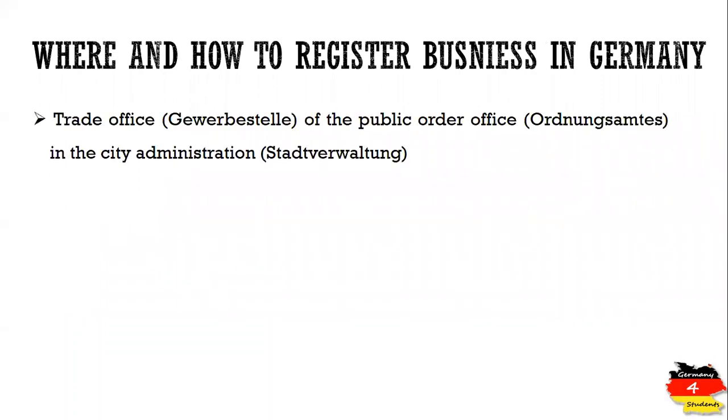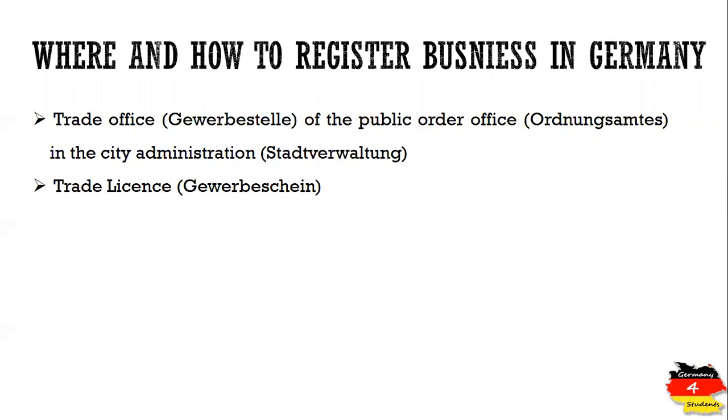Now let's see where you can register and how you can register your business. The city administration or Stadtverwaltung has one public order office which is called Ordnungsamt, and this Ordnungsamt has one section which is called Trade Office or Gewerbestelle, and that is the relevant office for you to register your Einzelunternehmen or your Gewerbe. So you have to find out where you have to go. Simply write in Google Gewerbeanmeldung and then the name of your city, and you will usually find your relevant office.